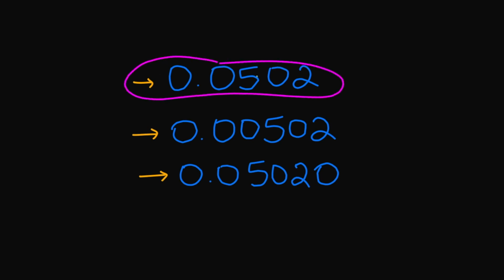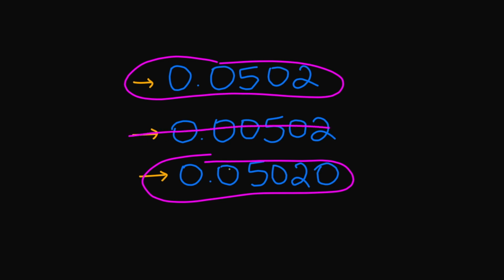So let's look at this example here. Which two of these decimal numbers are equivalent? We have three choices. So which two of these are the same? The two decimal numbers that are matches are 0.0502 and 0.05020. The number in the middle is not equivalent.